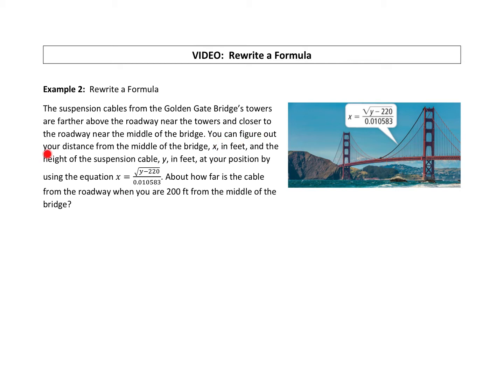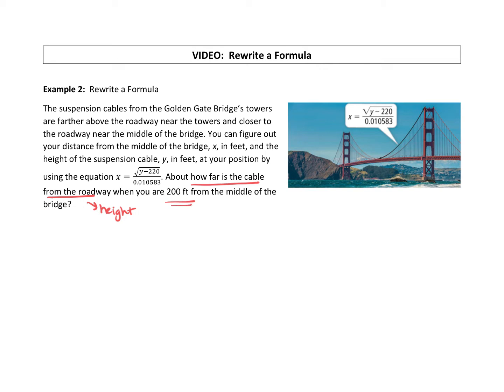All right, you can figure out your distance from the middle of the bridge, x, in feet, and the height of the suspension cable, y, in feet, at your position by using the equation x equals this whole thing. So we want to remember they said that your distance from the middle of the bridge is represented by x, and the height of the suspension cable is represented by y. Okay, about how far is the cable from the roadway? That is looking for the height of the cable when you are 200 feet from the middle of the bridge.